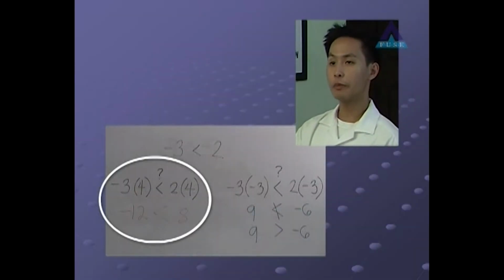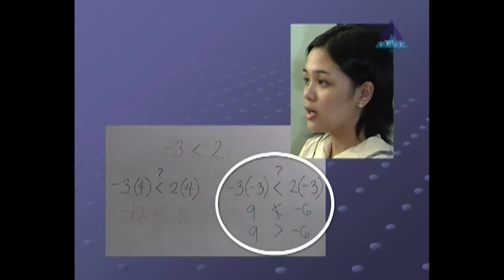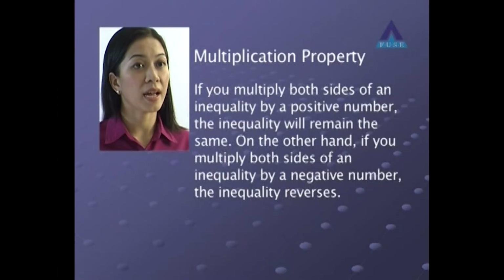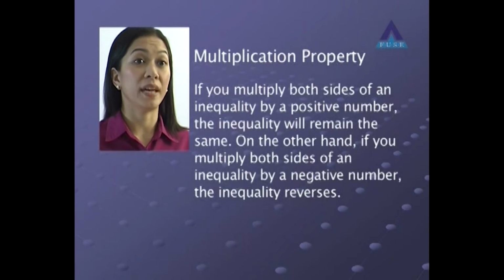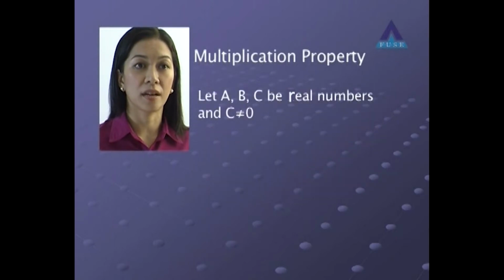Well, ma'am, the orientation remained the same when I multiplied both sides of the inequality by 4, which is a positive number. In my case, I ended up reversing the inequality since I multiplied both sides of the inequality by negative 3, which is a negative number. Good work! What we've just uncovered is the multiplication property of inequalities.